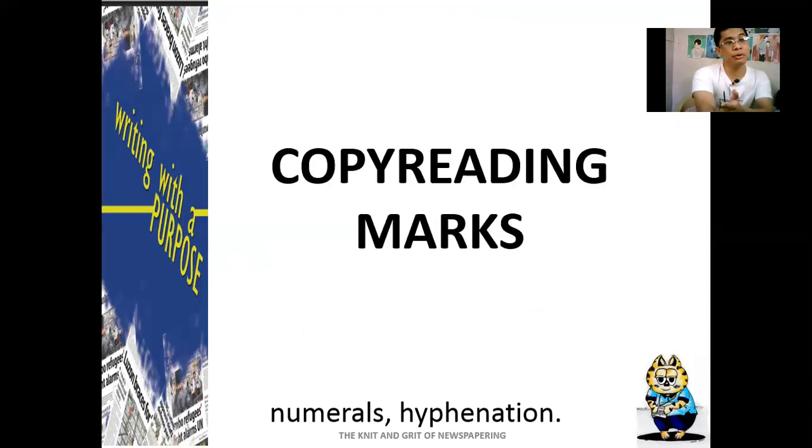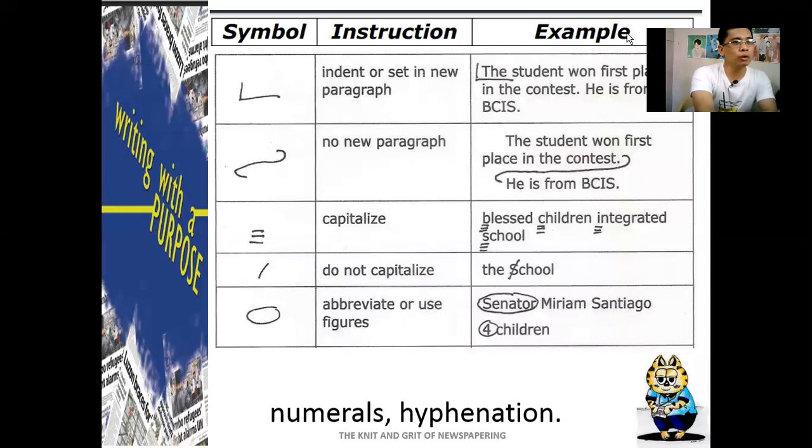So these are the different copy reading marks. These are the bread and butter, so to speak, of our discussion that you should be familiar with, so that when you are revising your manuscripts or articles, this can be very useful. It is not only useful for journalism, but also in other forms of writing. When you revise the work of your future students, right? When you are revising your research, you can use this. Okay? So let's take note of the following marks.